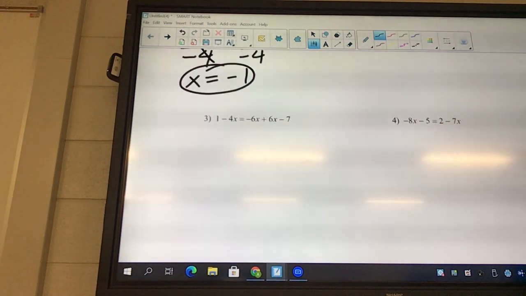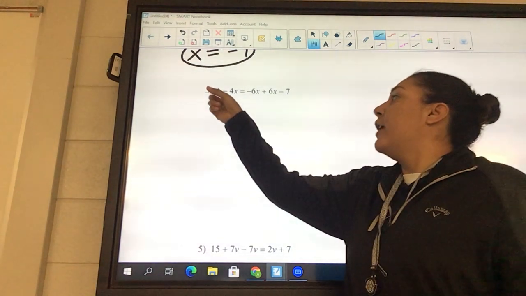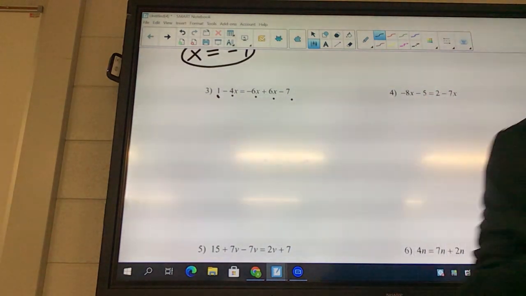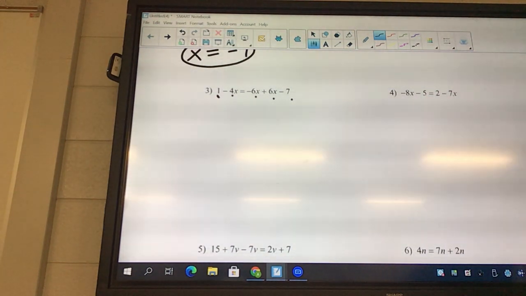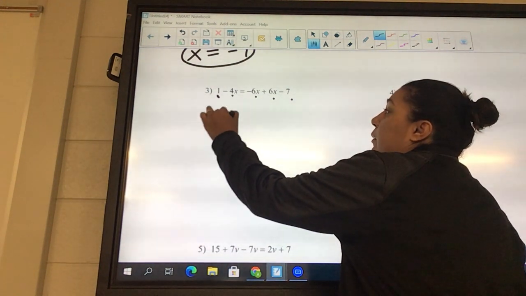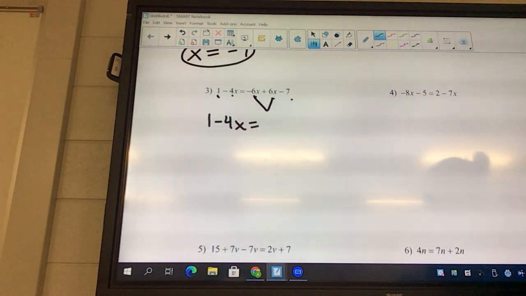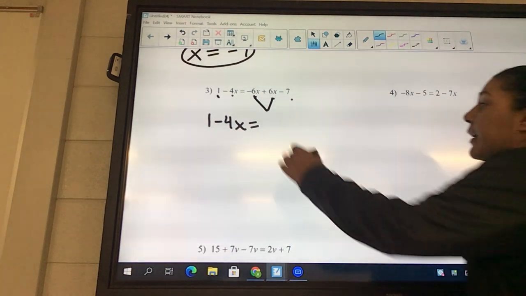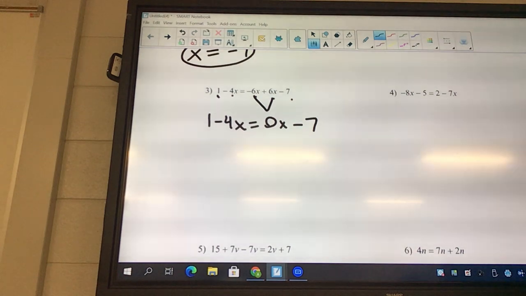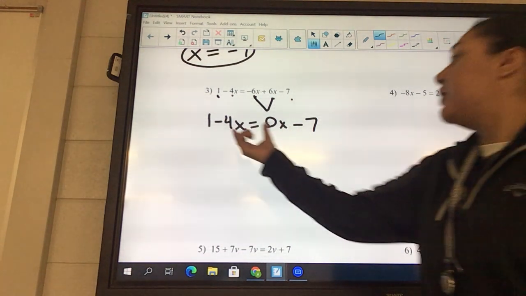Okay, look at 3. Your first thing is just going to be, I don't want to say count, but kind of. I've got one piece, two pieces on that side, so that's good. I've got 1, 2, 3 on this side. So we say, well, what can we combine? The -6x plus 6x. So I'm going to have 1 minus 4x equals, what am I going to get for that? 0x. Most people would just leave it empty. I would probably put the 0x just because you're going to get confused if you don't have it there. So we've got two pieces on each side.